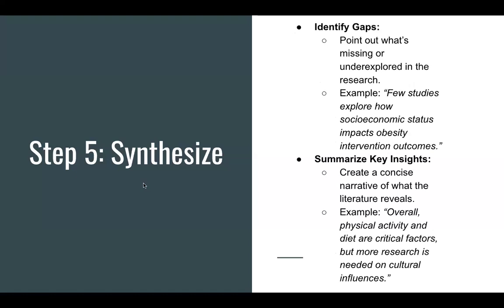And you can also identify gaps. When you're doing your literature review and you see that some topics are underexplored or missing, you can state that, like, there are few studies that explore how socioeconomic status can impact obesity intervention. You just note how that's occurring when you're researching in your literature review. And again, summarizing key insights is straightforward. You just create a concise narrative of what the literature is revealing.